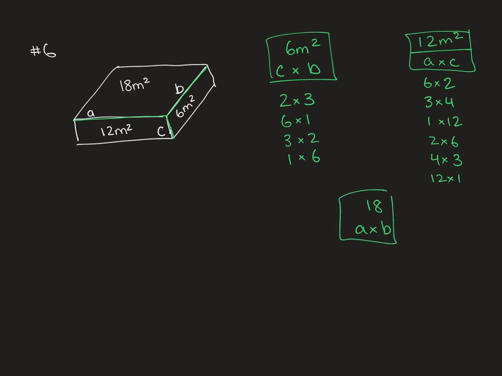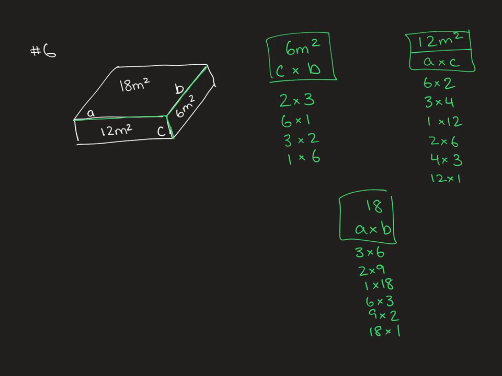So if we look at this, A times B could be 3 times 6. It could be 2 times 9. It could be 1 times 18. And we could reverse all these as well, right? 6 times 3, 9 times 2, and 18 times 1. So now I just kind of start piecing things apart and erasing if I need to.